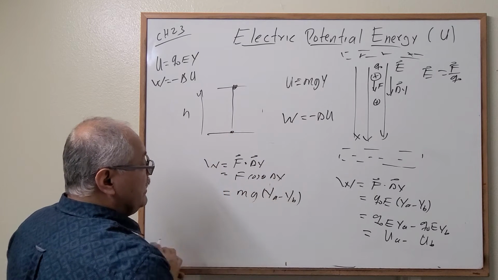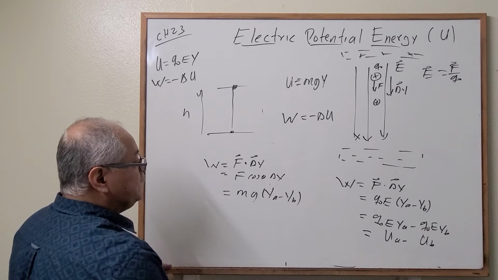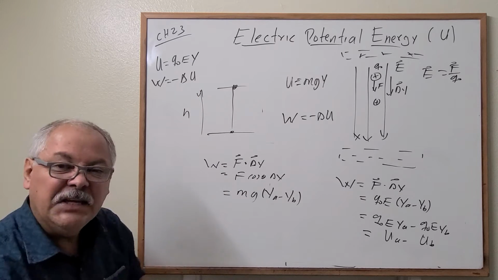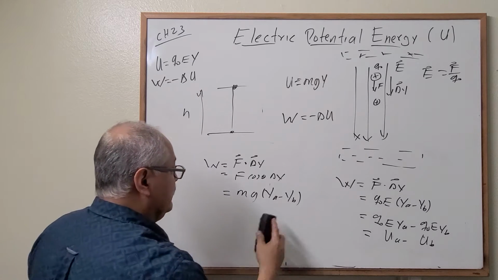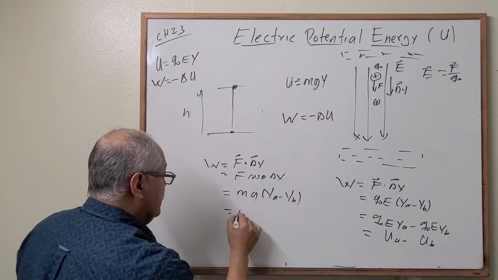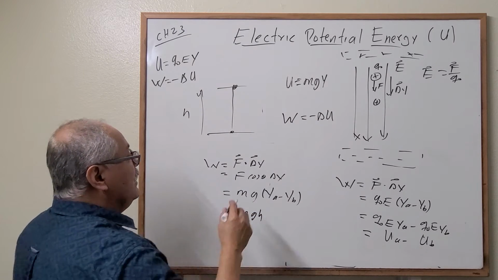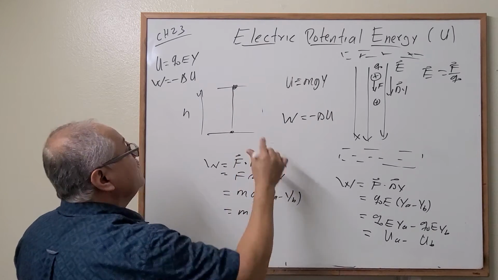But what should be YA, or YB? What should actually be delta Y? Delta Y is just h, right? Delta Y is going to be h, so the work is equal to mgh. Okay, perfect. This is the magnitude, it's h.